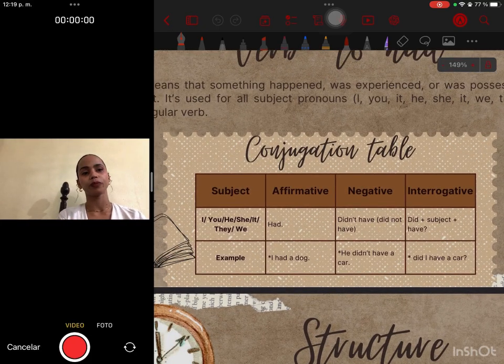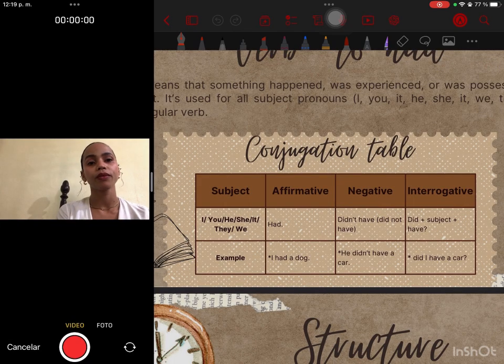Conjugation table. For the affirmative form, for all subjects it is had. Example, I had a dog. The negative form is helped by the auxiliary did, and it is didn't have or did not have. Example, he didn't have a car.